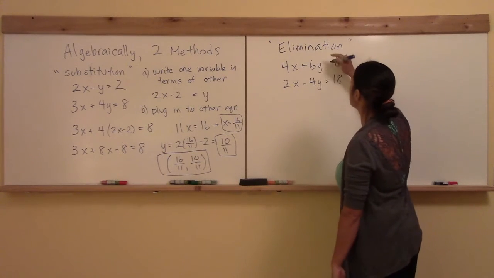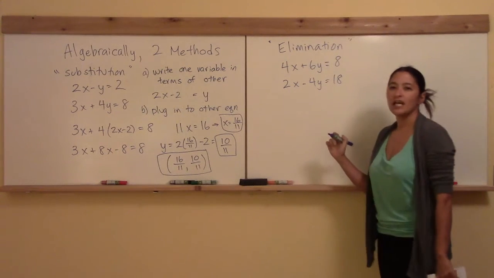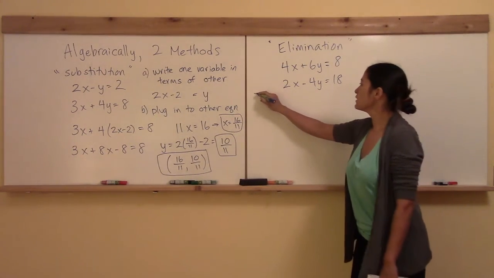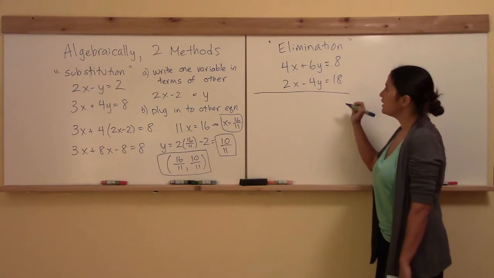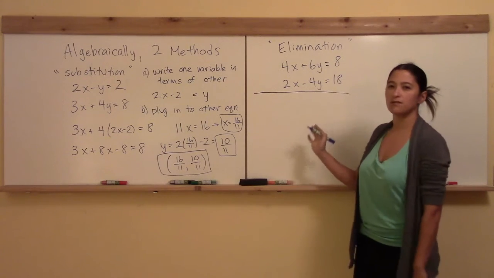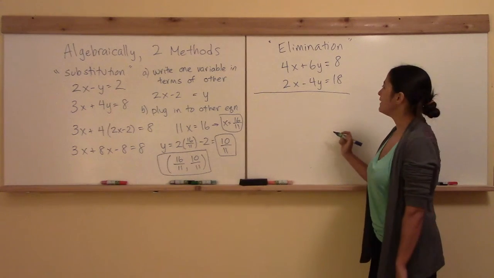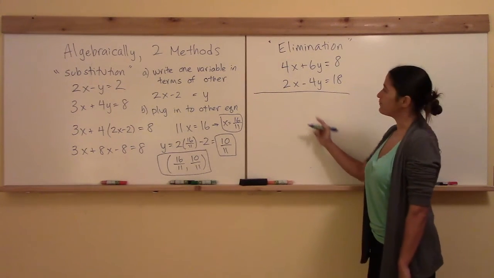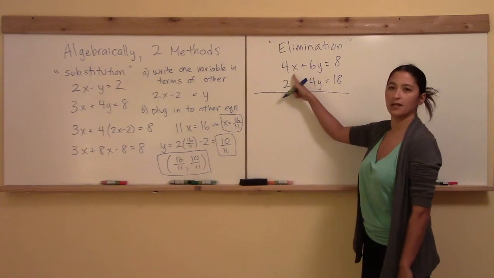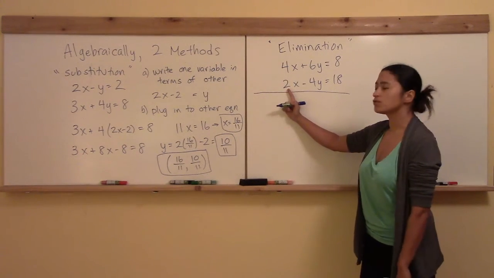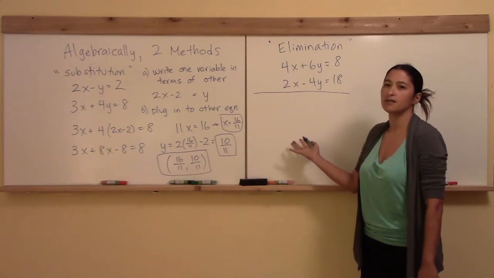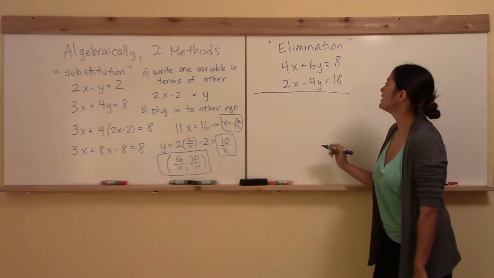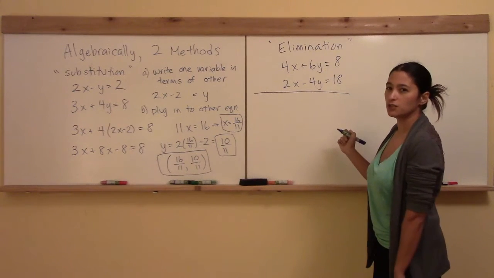And what we want to do in the method of elimination is, conceptually, we're going to stack these equations. You see I've written them one on top of the other. And we're going to try to eliminate one of the variables by making a match. For example, here we have a 4x, right? If we had a 4x right here, and then we subtracted it away, then we will have eliminated x. Okay? So that's what I'm going to try to do here.